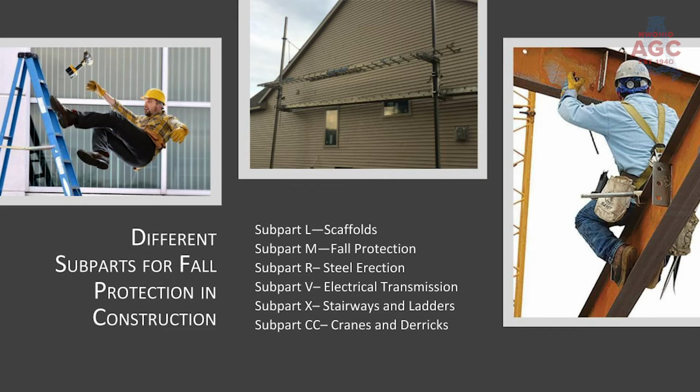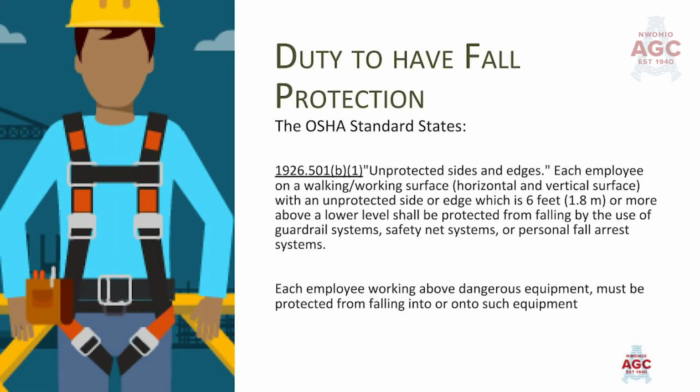Subpart M calls for the duty to have fall protection. Unprotected sides and edges. Each employee on a walking or working surface, horizontal or vertical, with an unprotected side or edge which is 6 feet or more above a lower level shall be protected from falling by the use of guardrail systems, safety net systems, or personal fall arrest systems. To go along with that, any employee working above dangerous equipment must be protected from the fall onto such equipment.